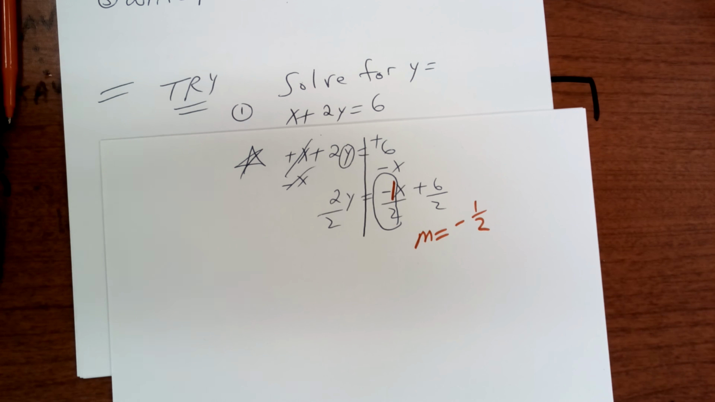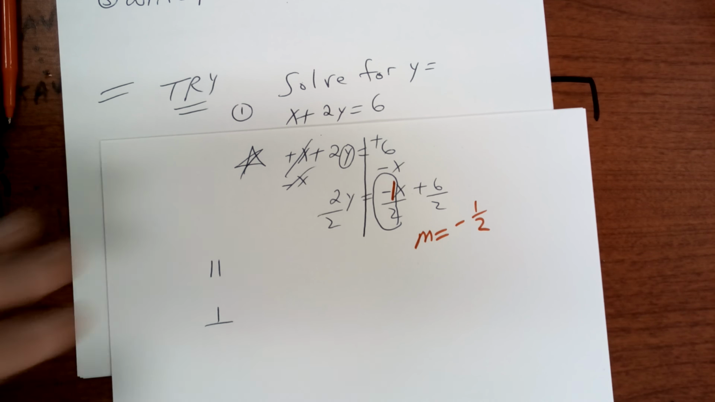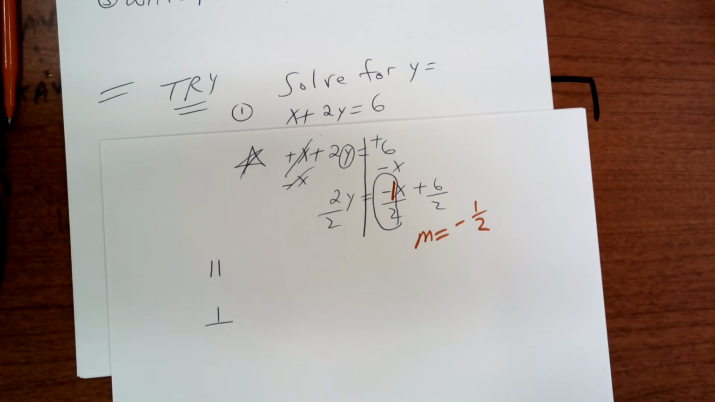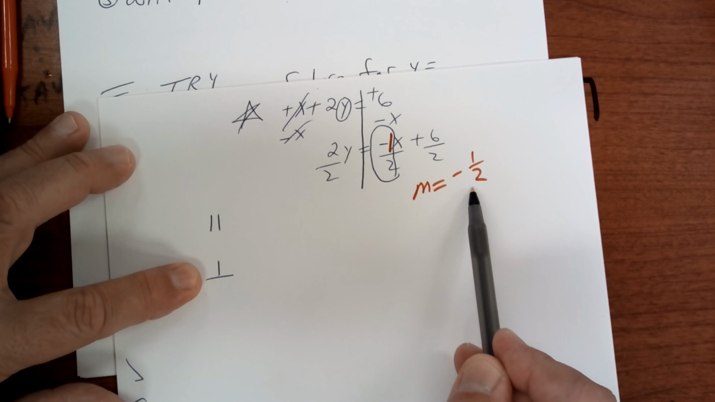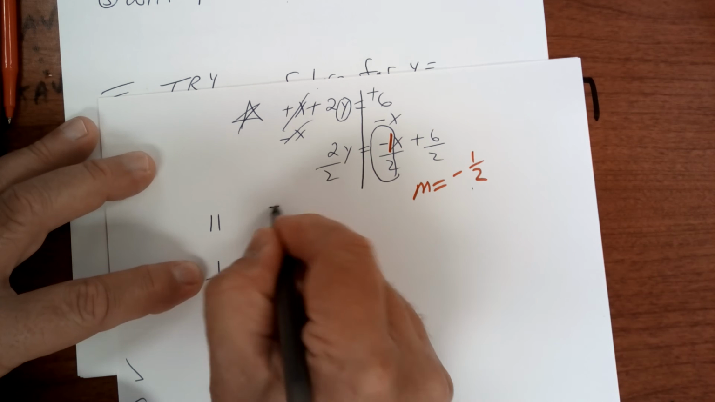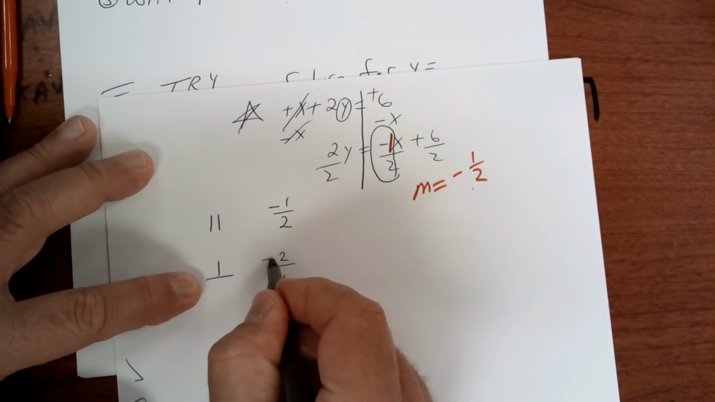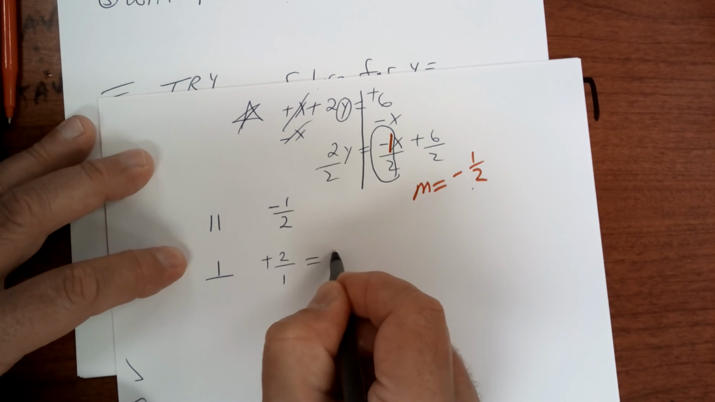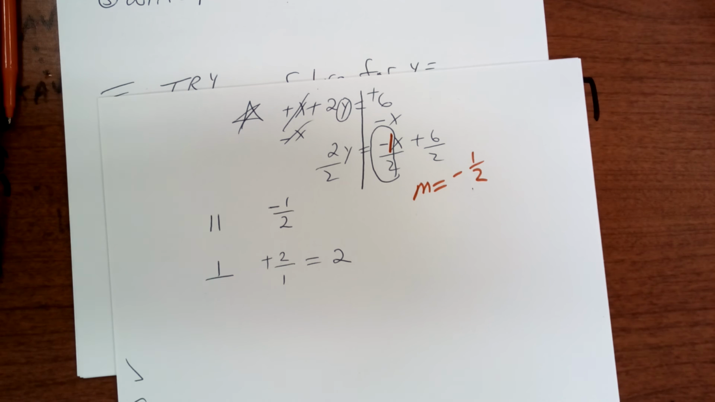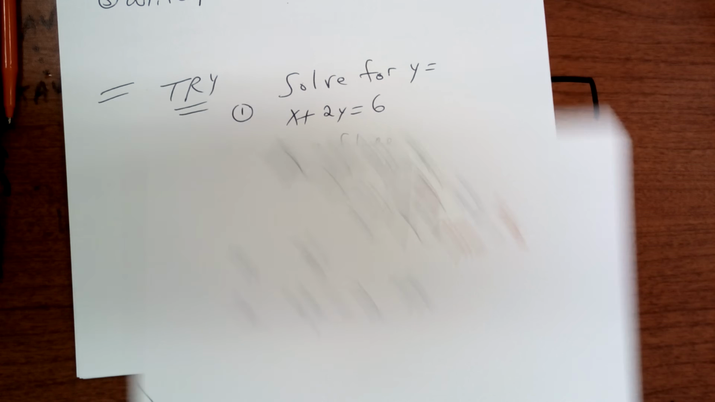I want you to write two things. I want you to write the slope that is parallel and the slope that is perpendicular. So use this, give me parallel, and give me perpendicular. Do that right now. Parallel, you're going to use the same slope. Perpendicular, you got to flip it and change it. Any questions on parallel or perpendicular? Flip, change, negative, reciprocal.